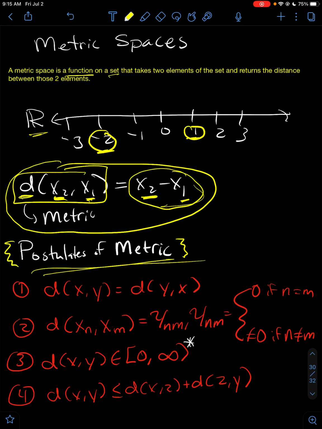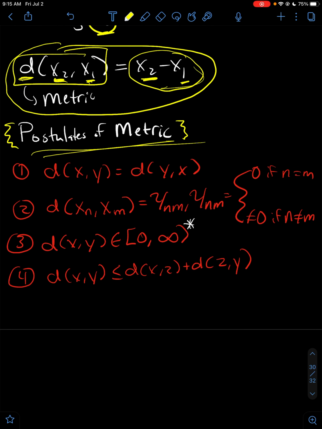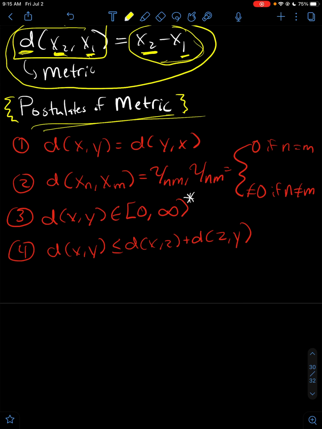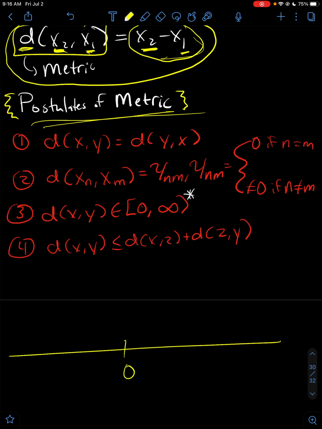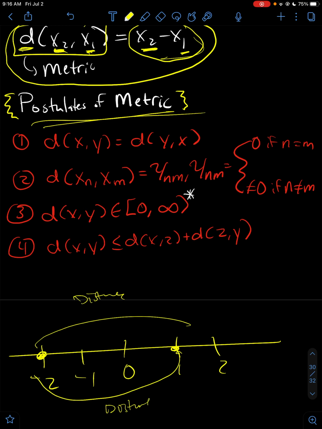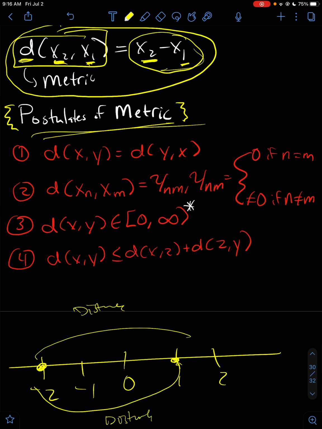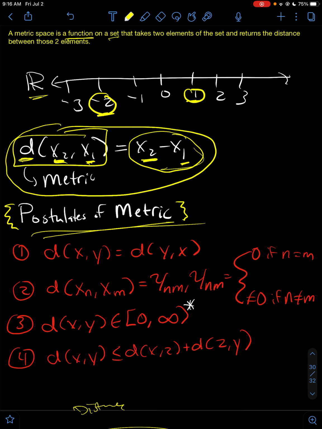Now here are some of the postulates of the metric. Postulate 1, d of xy equals d of yx. This makes sense, right? If we have, let's draw the number line again. The distance between points -2 and 1 should be the distance between 1 and -2. It's pretty obvious, right? Also, I should have specified this, but d(x2, x1) means the distance between x2 and x1. d(x1, x2) means the distance between x1 and x2. And the first postulate is basically saying that it's symmetric. You can switch x2 for x1, and your distances should be preserved.